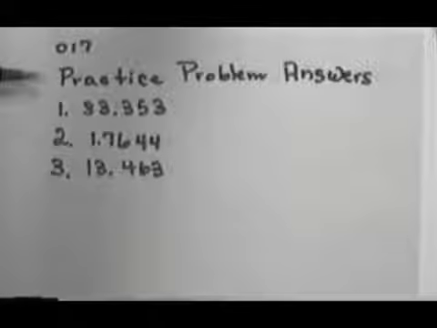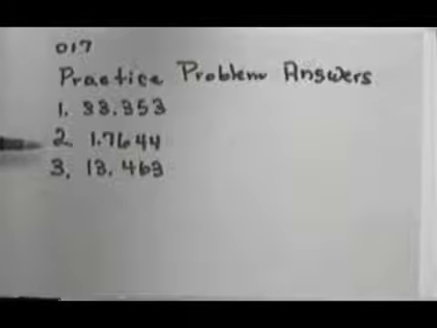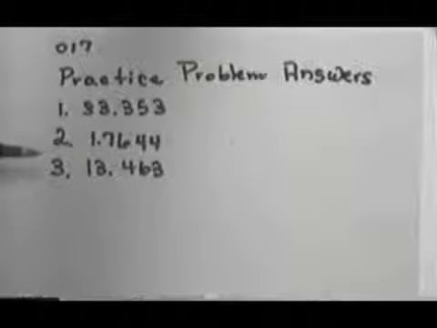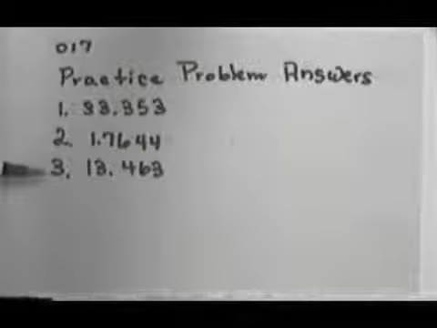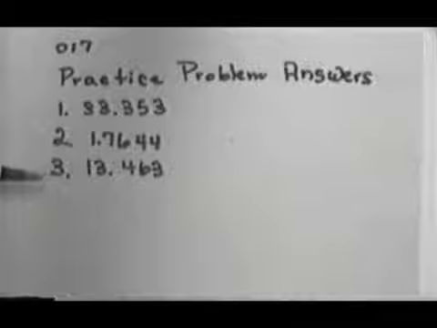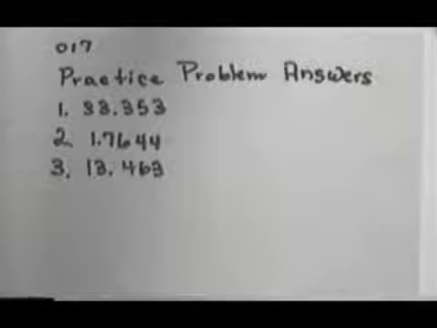Practice problem answers are: number 1, 33 and 353 thousandths. Number 2, 1 and 7,644 ten-thousandths. Number 3, 13 and 463 thousandths. If you have an answer that disagrees with one of mine, stop the tape and find a tutor to assist you.